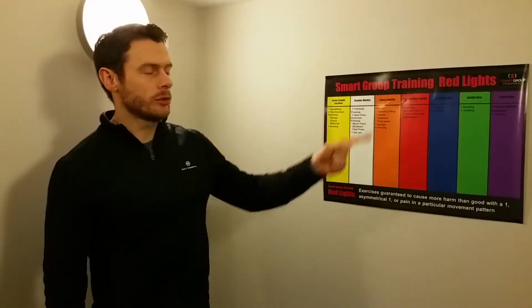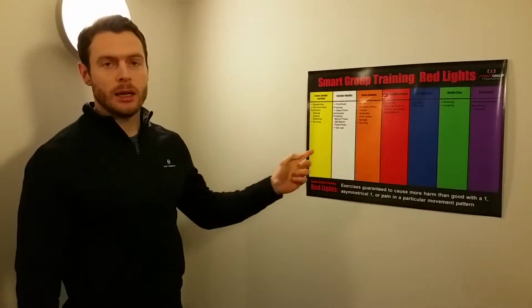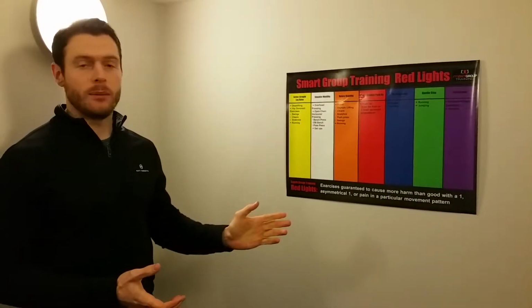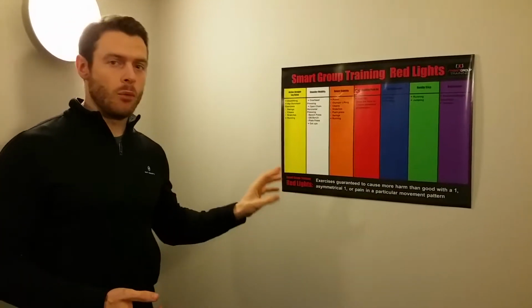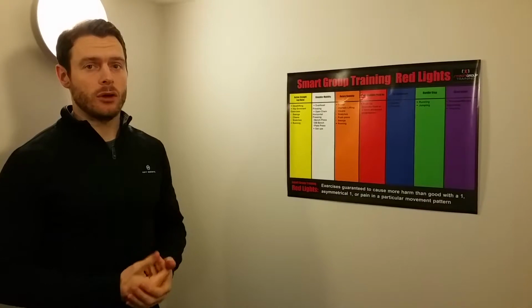Okay, so I'm just going to use this resource that I picked up from Smart Group Training to help explain some of the things that we want to consider when we get a 1 on a screen in the FMS, or an asymmetrical screen, which involves a score of a 1, or a 0, which would be pain in the movement. These exercises listed underneath these screens are more likely to cause more harm than good when you do them. So it's worth considering leaving some of them out before we correct for those red lights or those red flags in the screen.